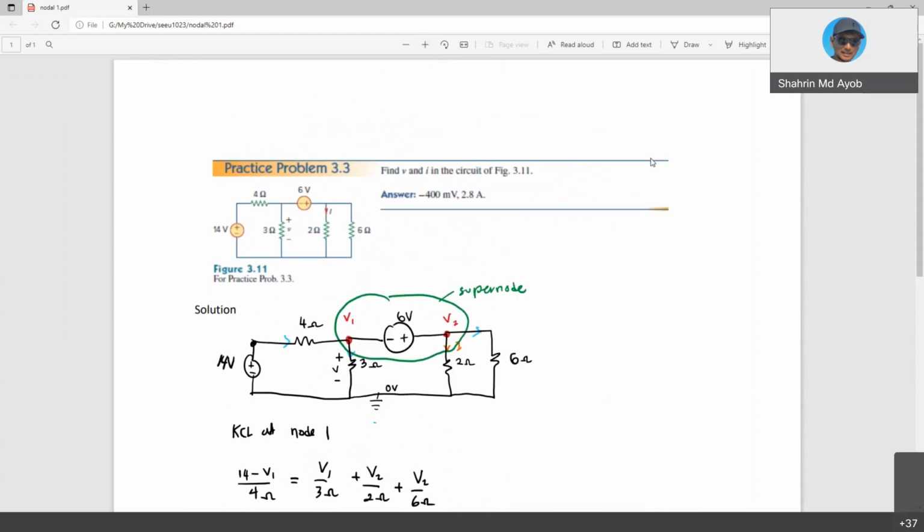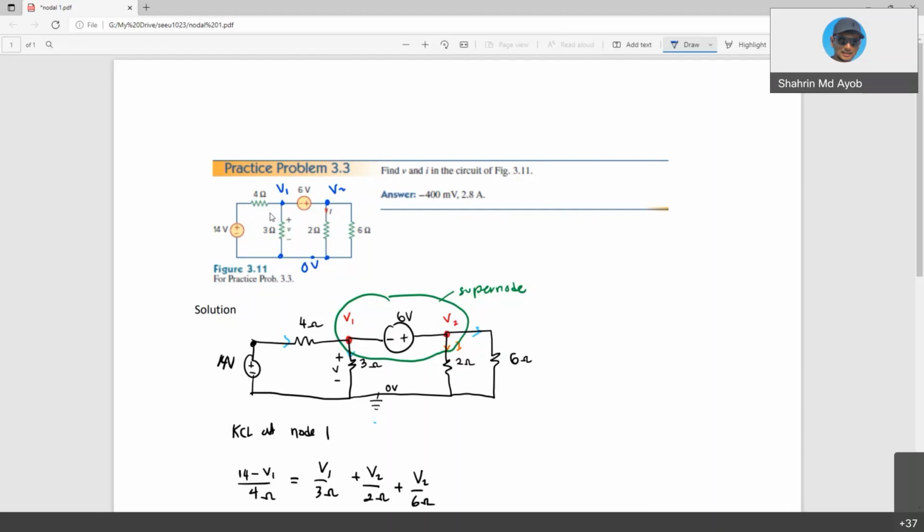So the supernode is used when you have a voltage source between non-reference nodes. For example, in this circuit, we define this one as V1 and this one as V2, and the reference node is this point, 0 voltage. As you can see, V1 and V2 are not reference nodes. So to solve this, you need to use a supernode.